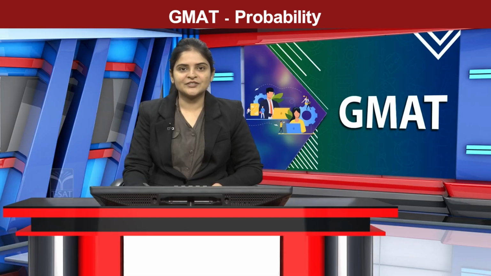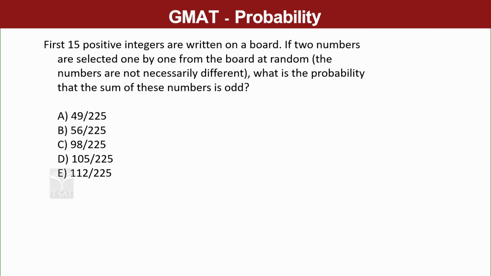Let's look at more questions on this. First 15 positive integers are written on a board. If two numbers are selected one by one from the board at random, the numbers are not necessarily different. What is the probability that the sum of these numbers is odd? Okay, so they are selecting two numbers and you can have a repetition because they are not necessarily different. And you need to check the probability when the sum of these numbers comes out as odd.